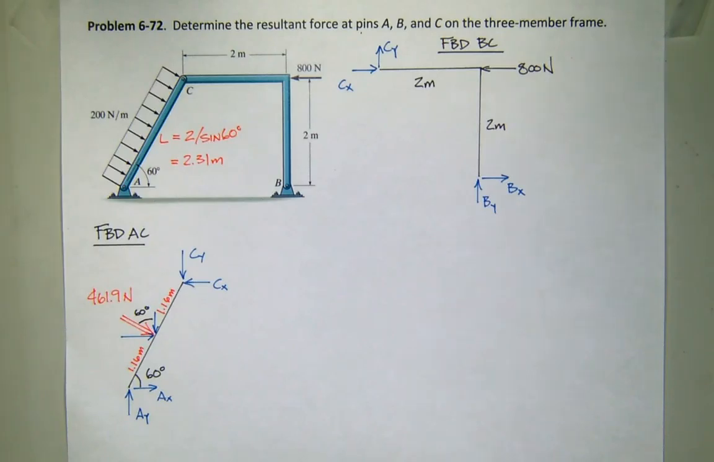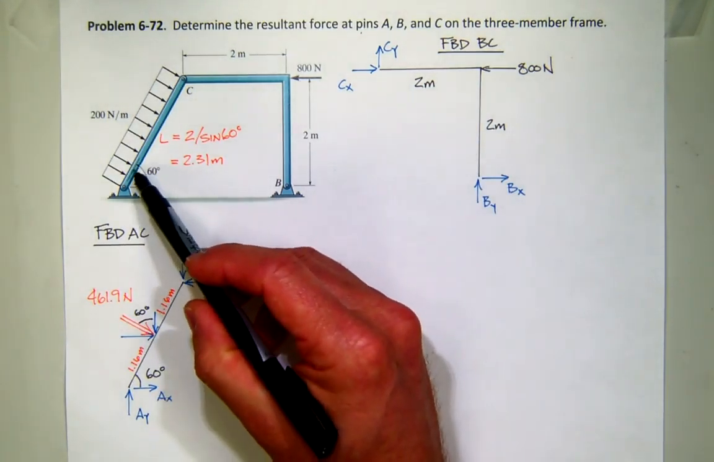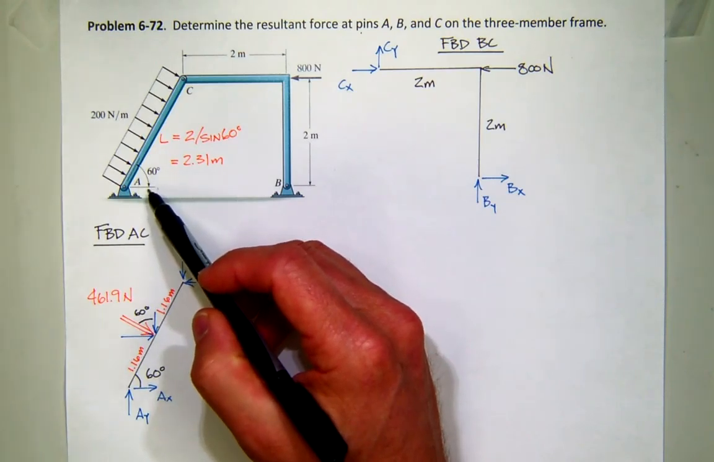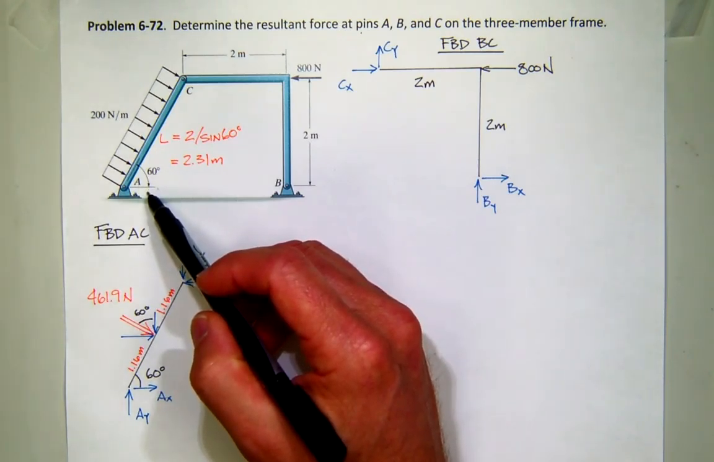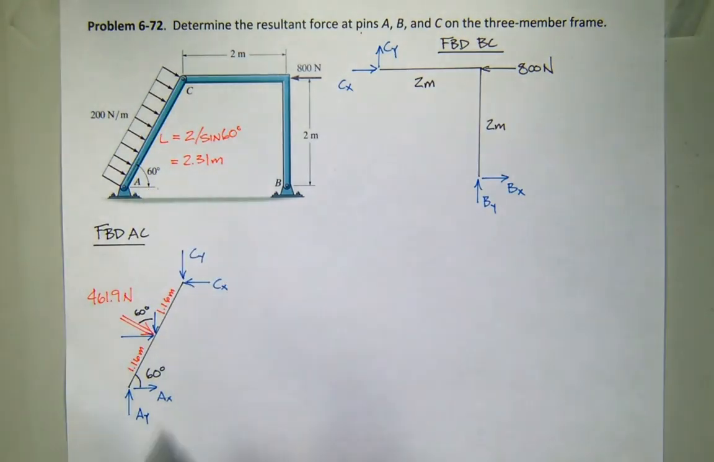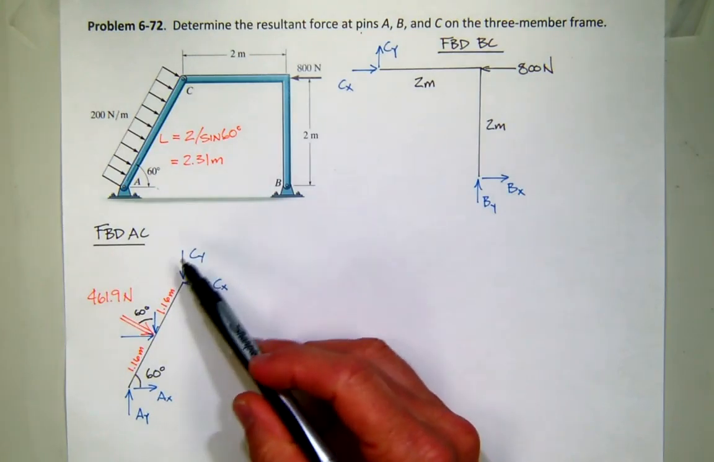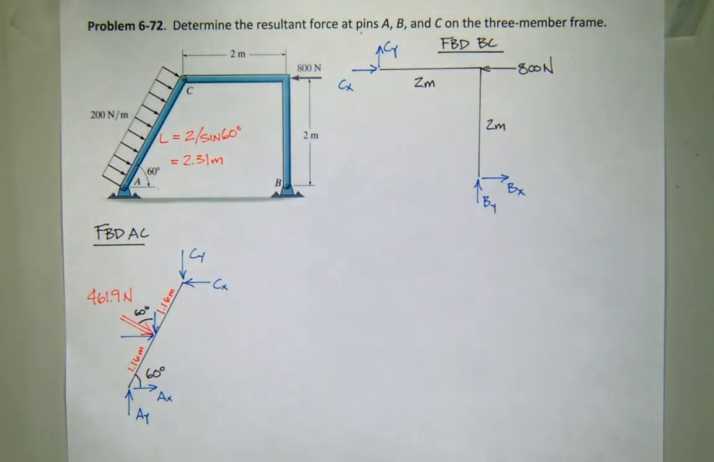So what could I do to make it easier for me? The challenge is this angle, right? If this were 90 degrees, it'd be a piece of cake, but it's not. So what can I do? Do I have to choose my components in this coordinate system? No, I don't, do I?